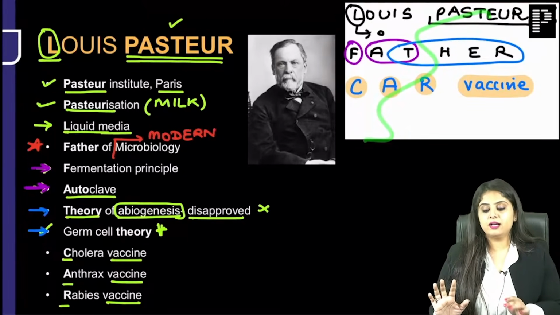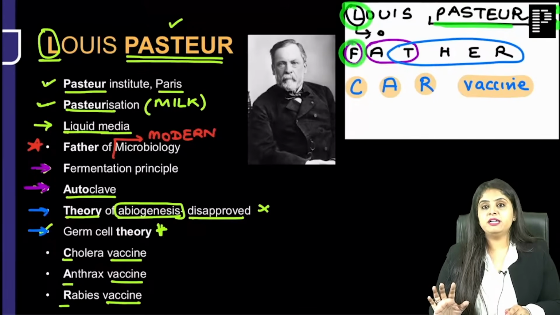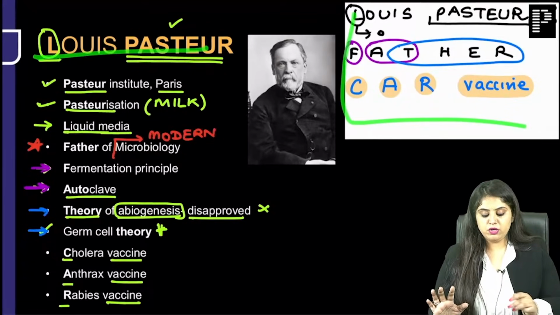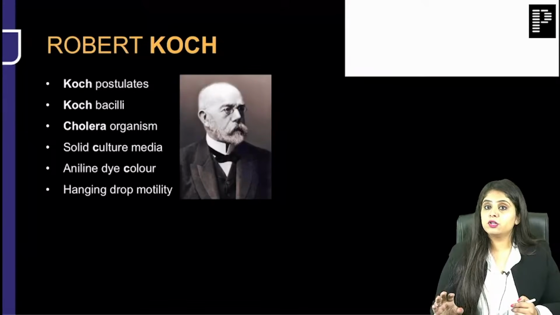Mind map ready ho gaya. Pasteur Institute Paris, pasteurization of milk, liquid culture media, fermentation principle, autoclave, theories, and vaccines? Cholera vaccine, anthrax vaccine, rabies vaccine. Are we clear? Can we move on to the next scientist, that is Sir Robert Koch?